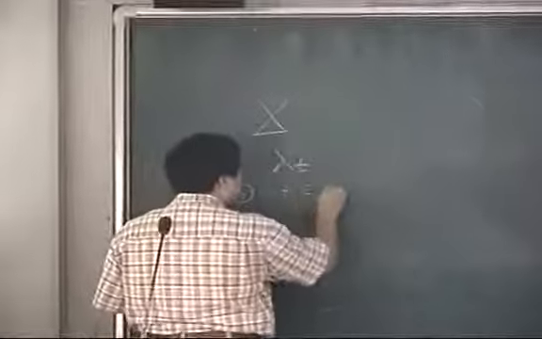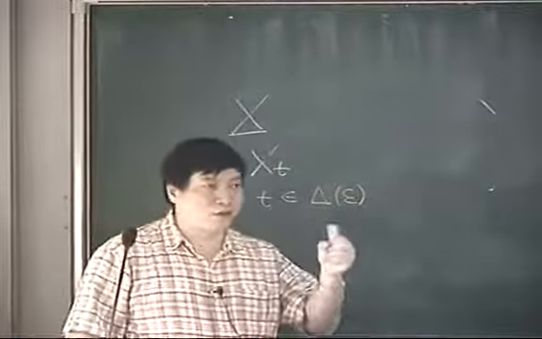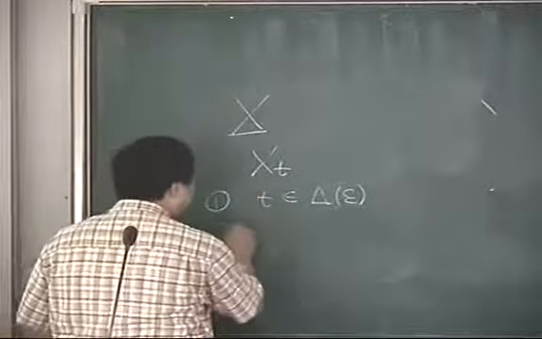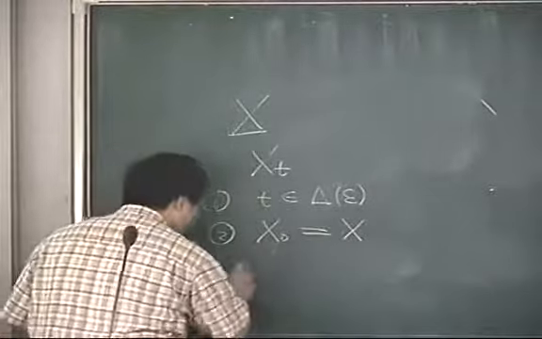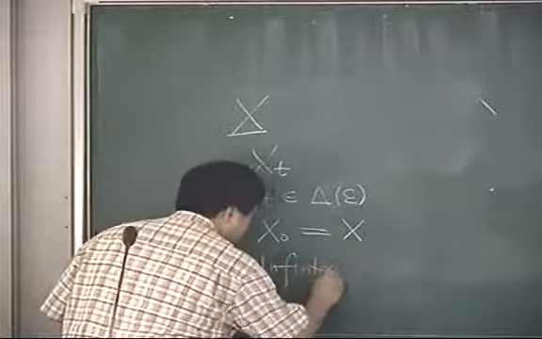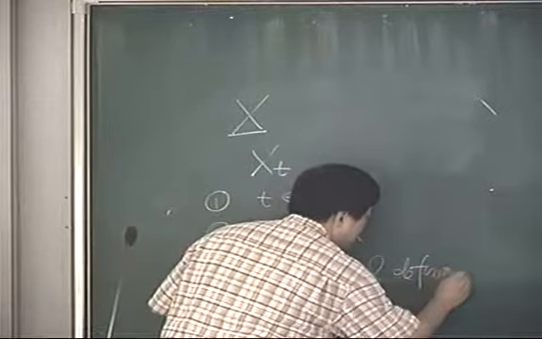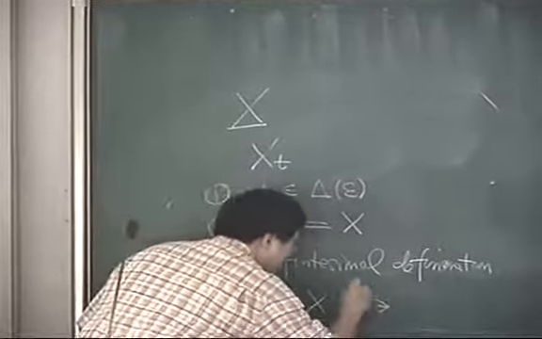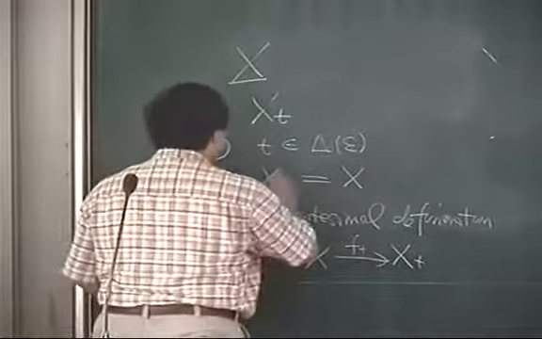Complex manifold X_t such that t is in the epsilon neighborhood of the original point of the complex plane. Second, X_0 is the original given manifold. And number 3, this infinitesimal deformation, which is defined from the linearized harmonic map of X to X_t, is equal to the given one.